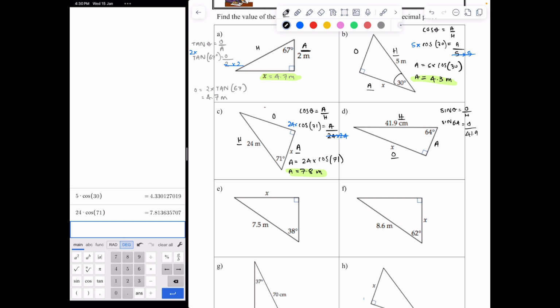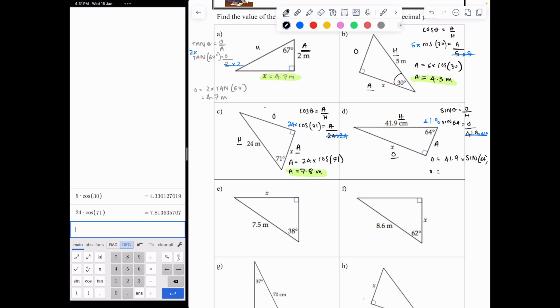Alright, so we want to get O by itself, so we need to get rid of this 41.9. That means we have to times this side by 41.9. And so, rewrite this neatly as O equals 41.9 times sine 64.